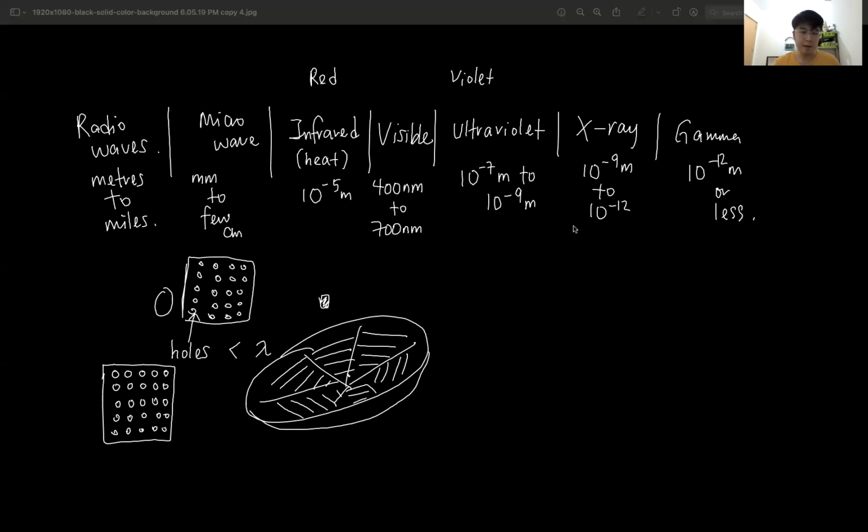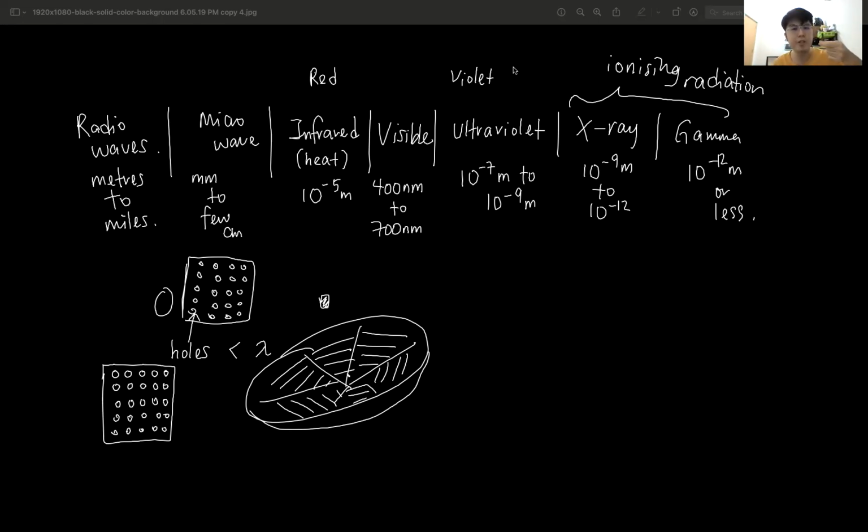Now, the same thing also explains why gamma rays can penetrate through many objects. What is the wavelength of gamma rays? It's very small. X-rays and gamma rays are what we call ionizing radiation. What's the difference from the rest on the left side of the spectrum? Ionizing radiation is the dangerous one because it has enough energy to excite the electrons of the atom.